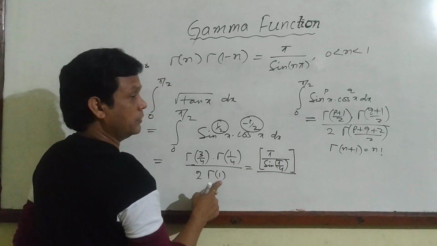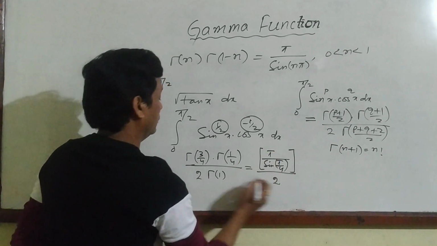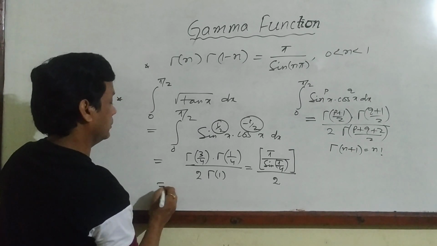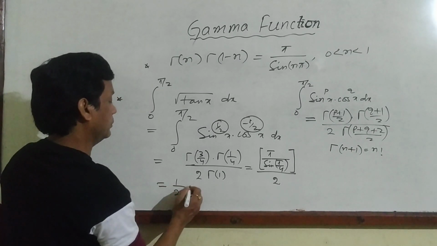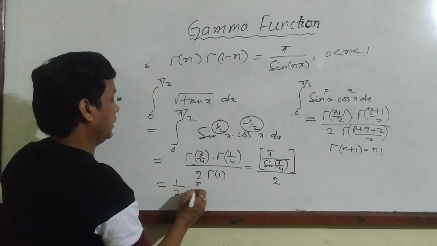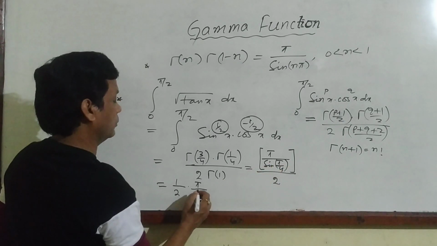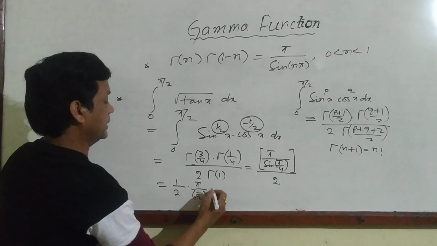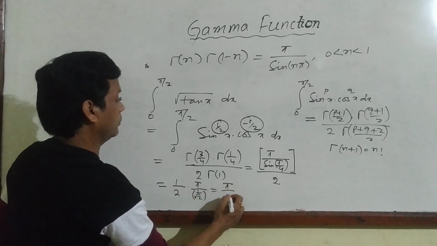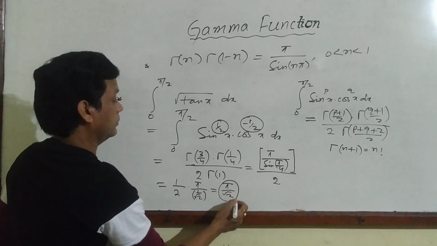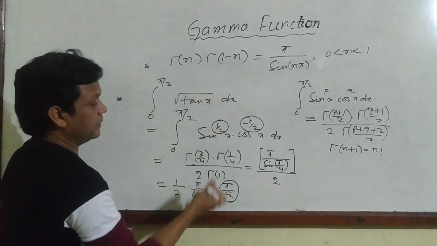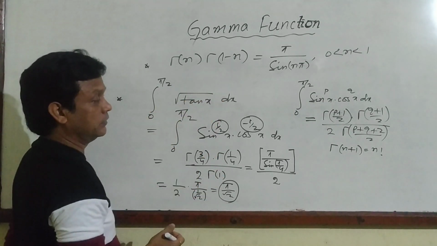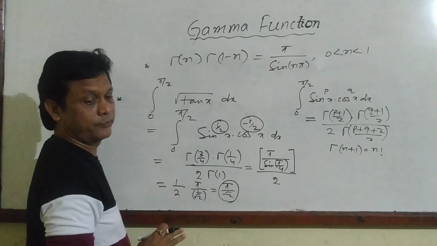Gamma of 1 is 1, so divided by 2. That means 1 by 2 into pi by sin pi by 4 is 1 by root 2. So root 2 and 2 cancel out. The answer is pi by root 2. But if you solve this problem by the class 12 method, it will be a long case.